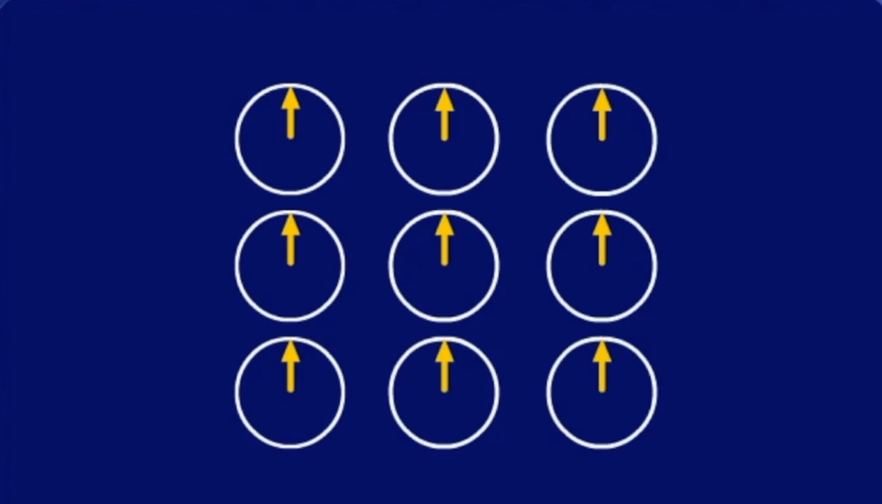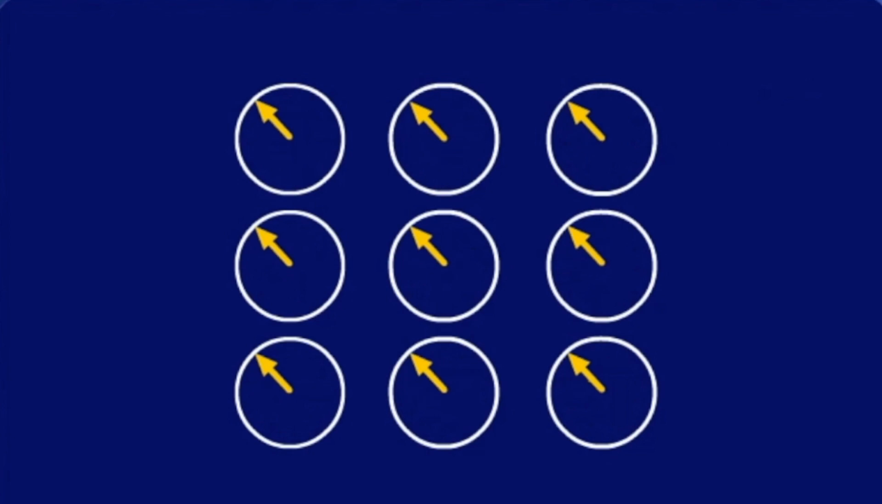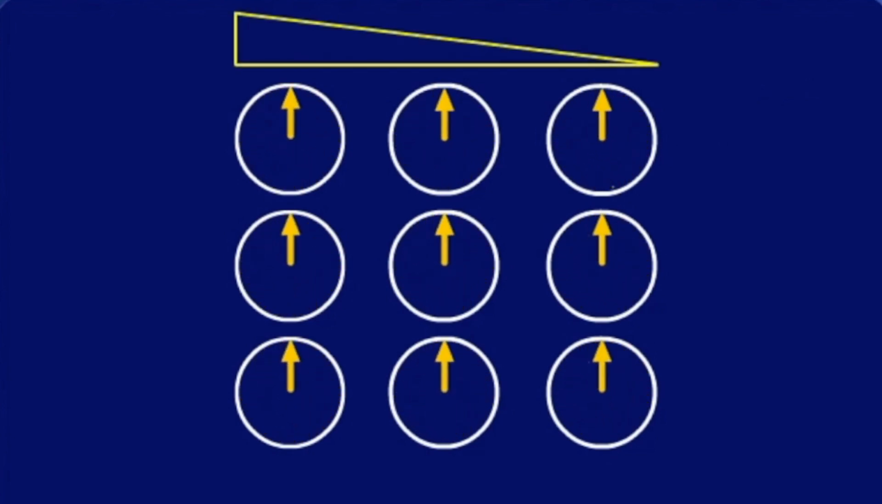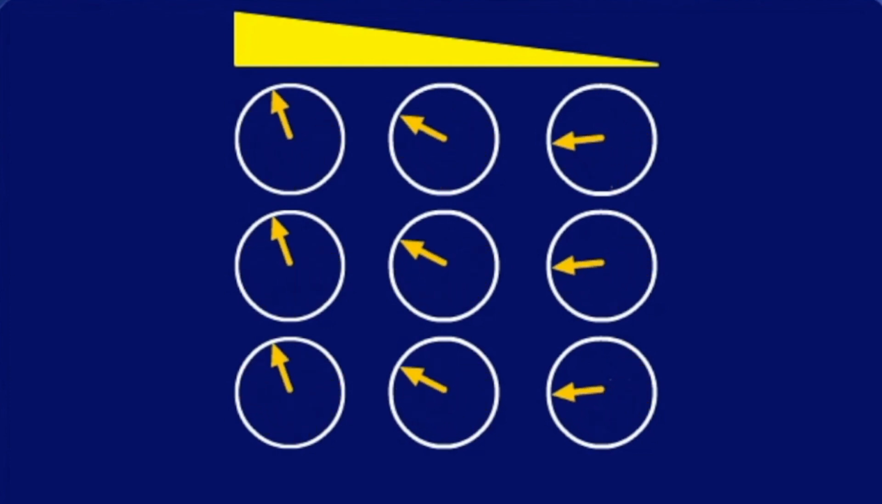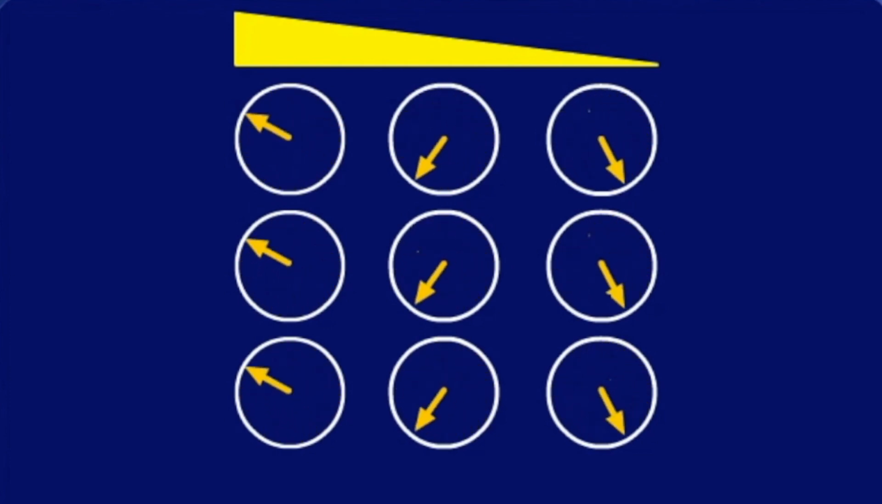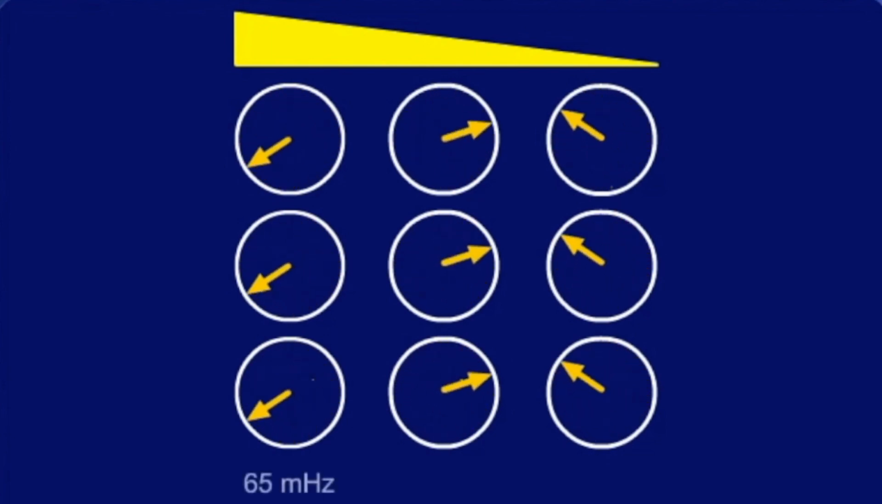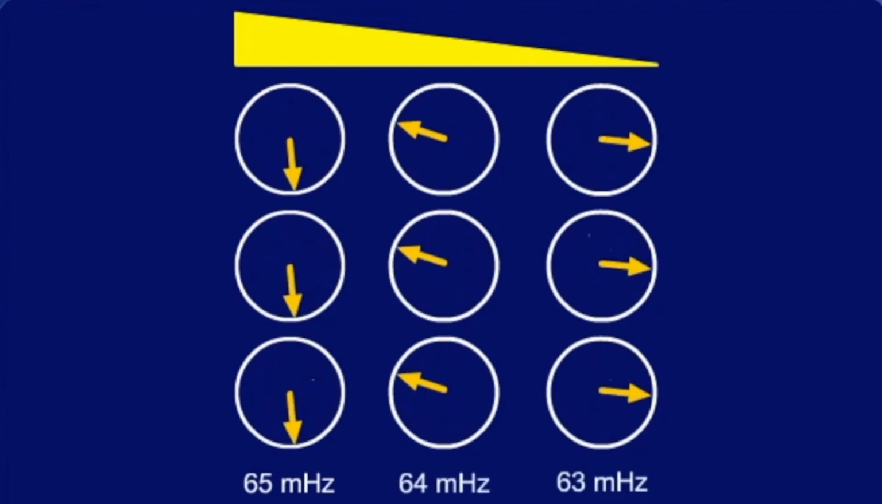Here are 9 protons in the slice selected. After the RF pulse is sent in, all of them precess with the same frequency. We now apply another gradient field, which in our example decreases from left to right. So, the precession frequency of the protons will also decrease from left to right. In our example, the precession frequencies are 65, 64, and 63 MHz respectively.